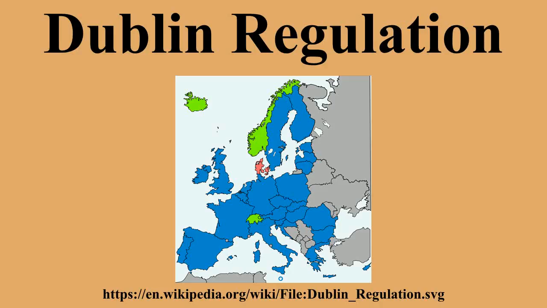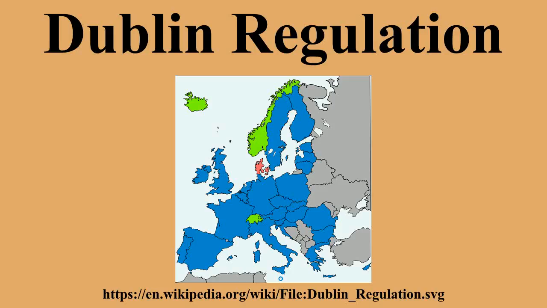The Dublin Regulation aims to determine rapidly the member state responsible and provides for the transfer of an asylum seeker to that member state. Usually, the responsible member state will be the state through which the asylum seeker first entered the EU.